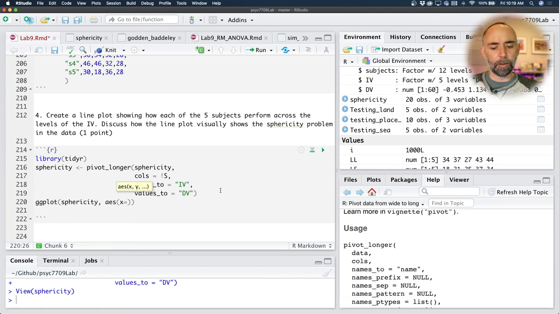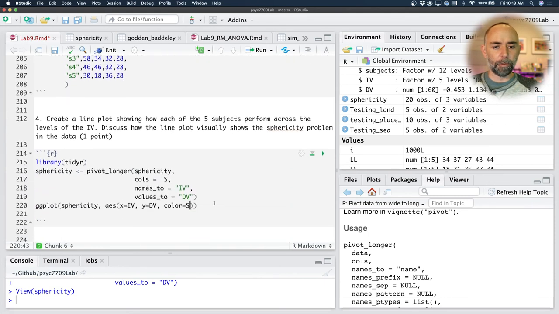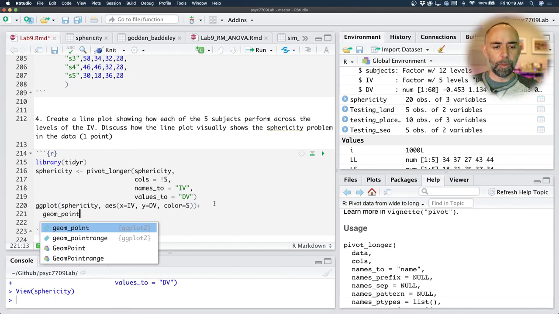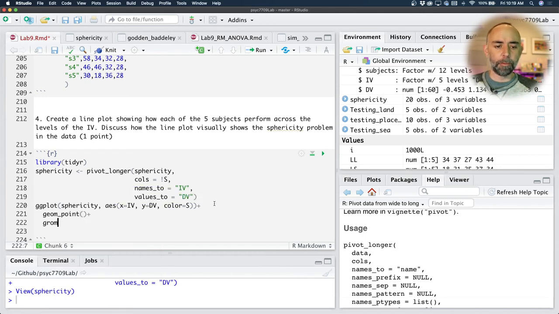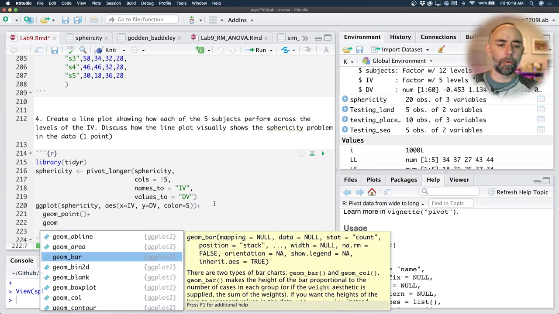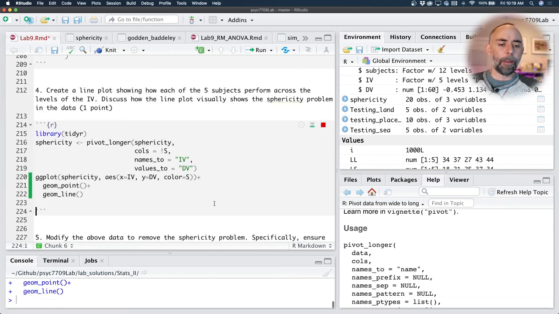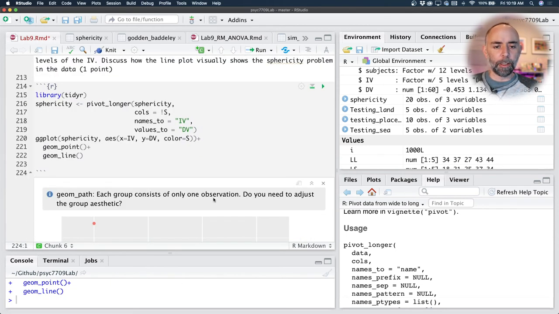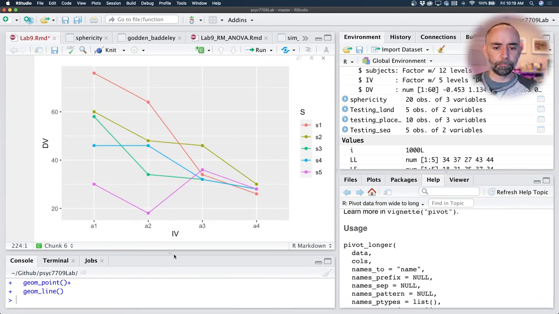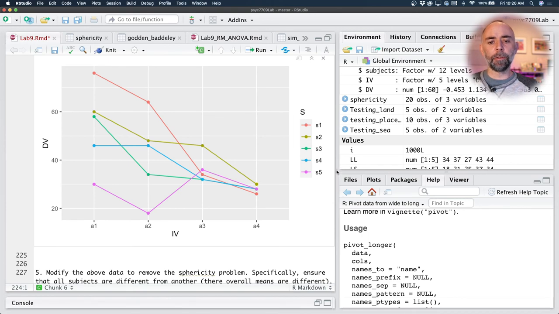X is going to be our independent variable. Y will be our dependent variable. Let's make color our S variable. We can make some points, we can make some lines. Oops, the lines didn't connect. I think we need, in this case, to set the group to S. All right, so there's your line graph.